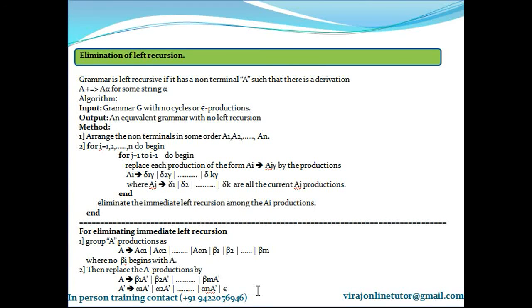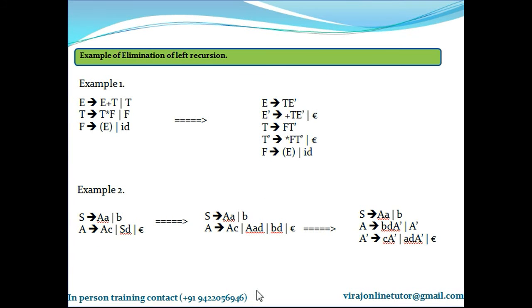Please practice this. Please handwrite it. For this example, you will definitely get it. At least without looking at the solution, solve it 10 times. Using the formula A gives A alpha or beta, replace it with A gives beta A dash, A dash gives alpha A dash or epsilon. Just do it 10 times, these two examples, and you will get it.